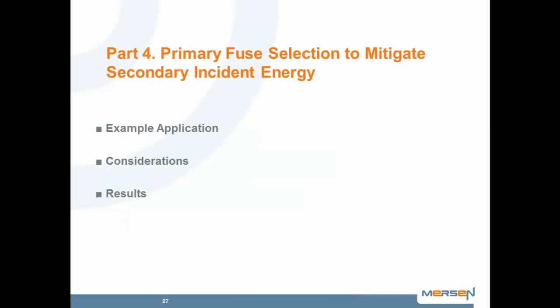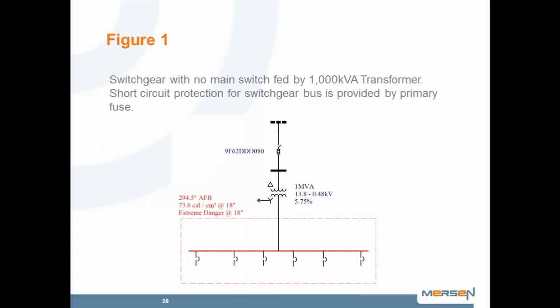Part 4, we are going to rush a little bit. Primary fuse selection to mitigate secondary incident energy. The concept is if you have a primary fuse installation, sometimes on the secondary you have a lot of high incident energy, and you have problems. This is an actual example.